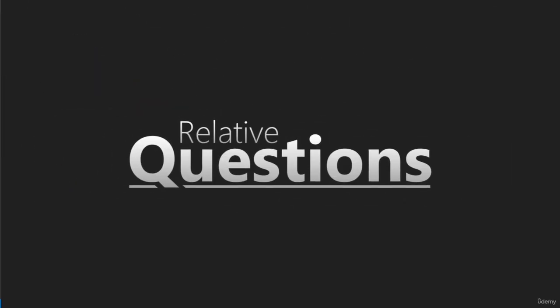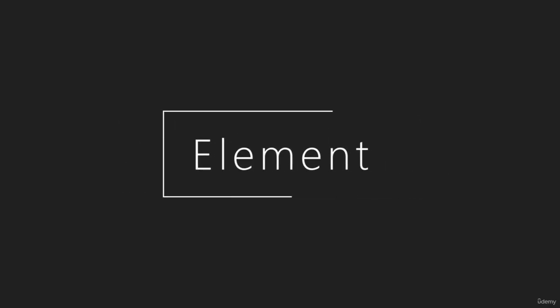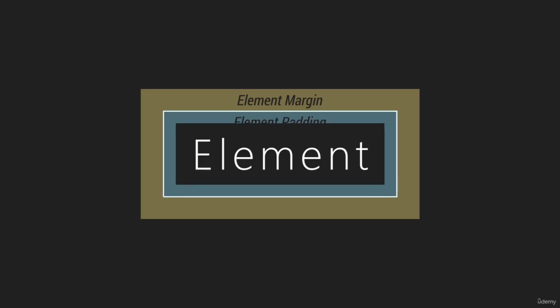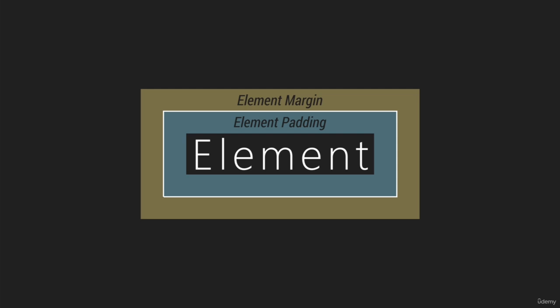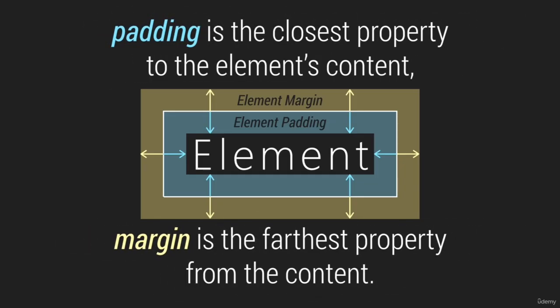Let's talk about questions. So, how does margin differ from padding? A margin creates a space around an element's border, while padding creates a space between an element's border and the content. In other words, the margin property controls the space outside an element, and the padding property controls the space inside an element. You can also say that padding is the closest property to the element's content, while the margin is the farthest from the content.